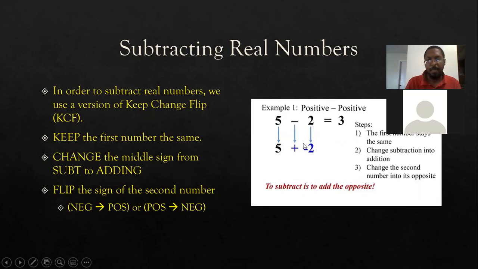All right, and then we just use the rules. And the rule says if it's different signs, subtract. So we get a 3, take the bigger sign. It's a positive 3 because 5 is bigger. All right.